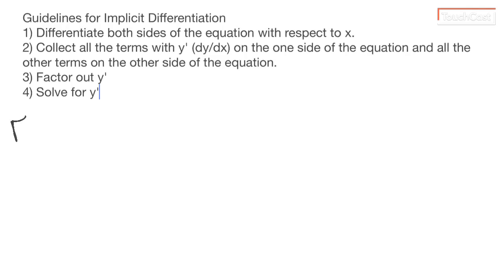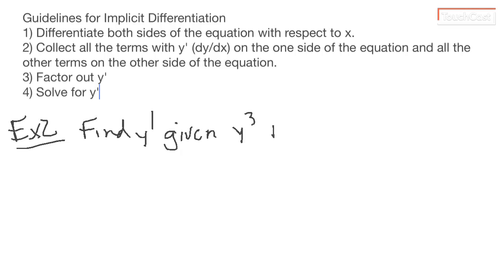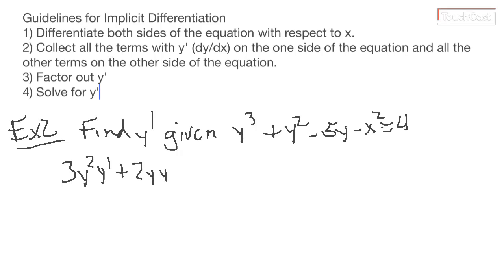So example 2, we're going to find y prime given y cubed plus y squared minus 5y minus x squared equals 4. So we're going to take the derivative of both sides. We're going to go term by term. Derivative of y cubed is going to be 3y squared y prime, plus 2y y prime, minus 5y prime, minus 2x equals 0. So we took the derivative of everything with respect to x. Now, I've already got all my y prime terms on one side, so I'm going to move everything else to the other.